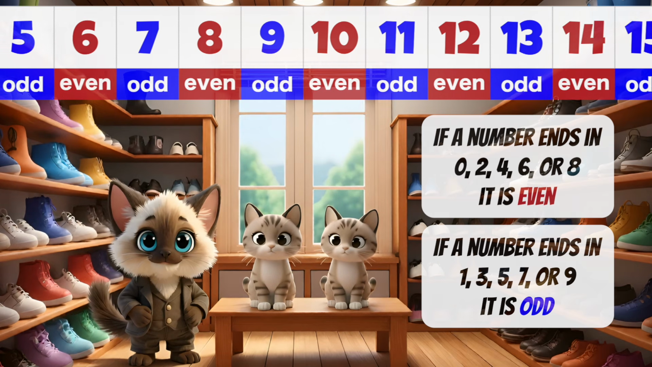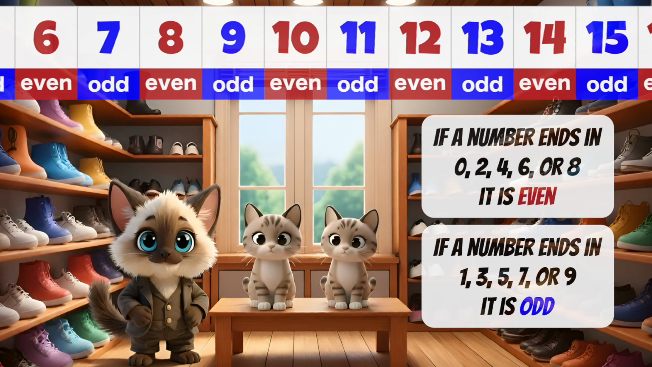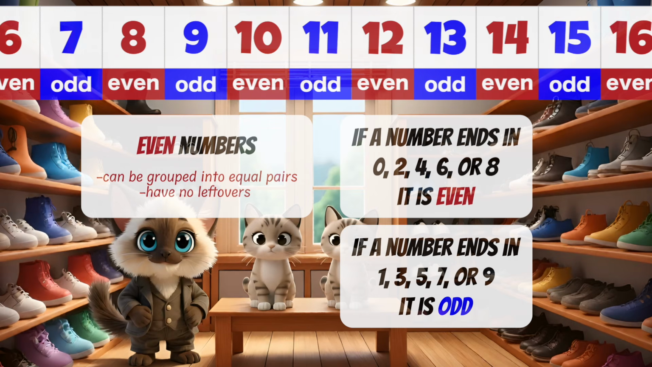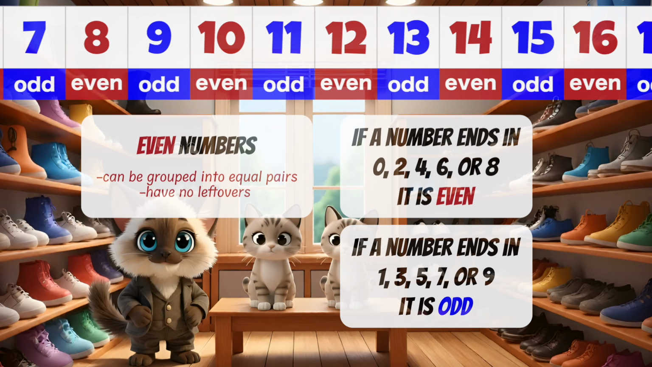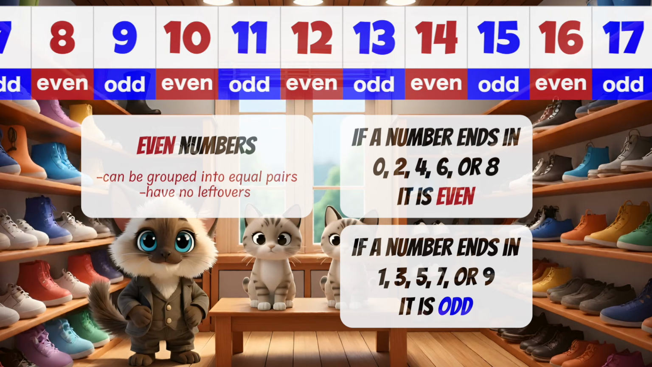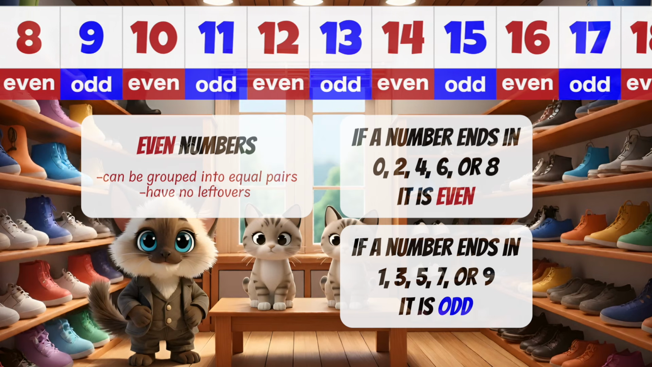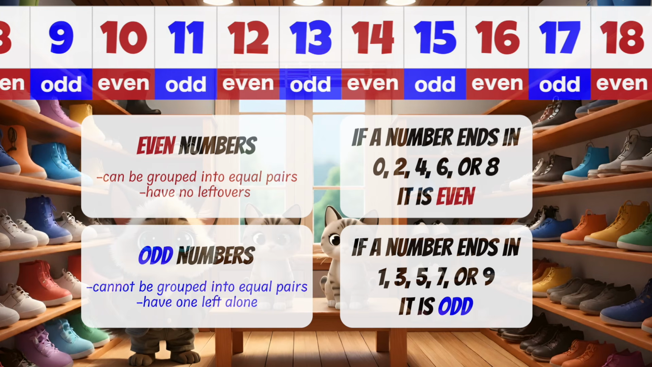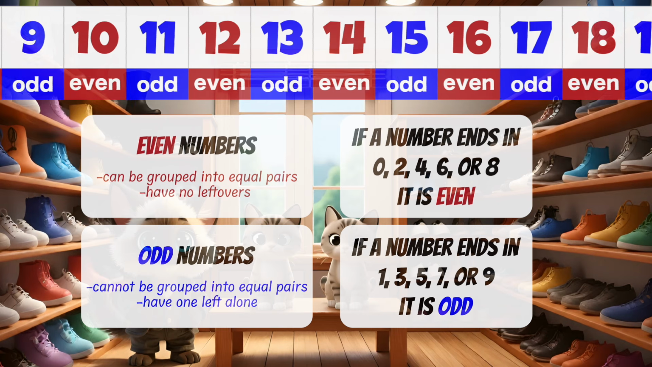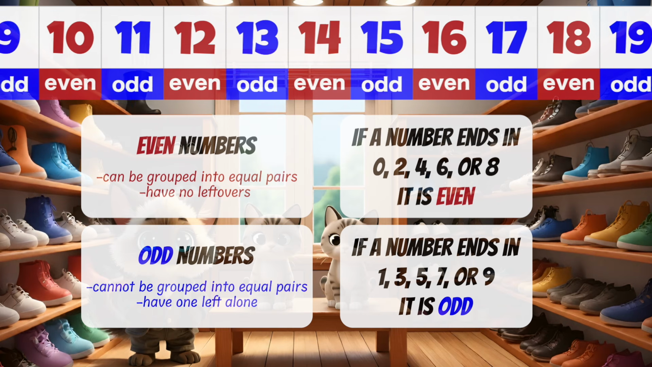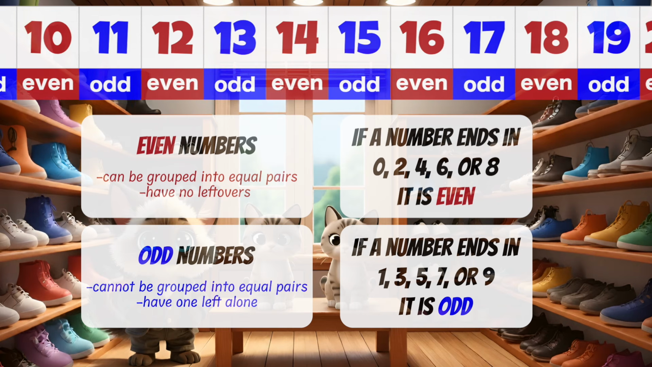So, how are even and odd numbers different? Even numbers can be grouped into equal pairs, have no leftovers. Odd numbers cannot be grouped into equal pairs, have one left alone. That is the difference.